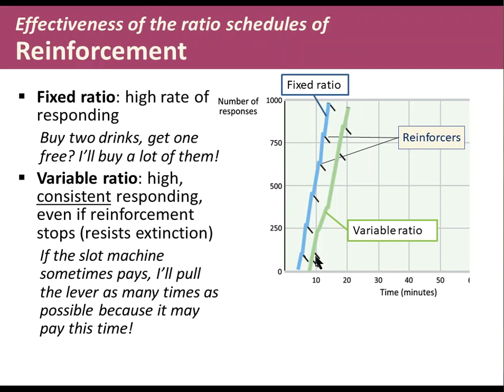There's a long span of time from the second reinforcement to the third reinforcement. But behavior is still rather consistently strong. That is the power of a variable ratio schedule. It is going to be high, consistent behavior. The organism will press that lever, whatever the behavior is, they'll keep doing that behavior. And it can go a long time without getting reinforced, and therefore it's going to be resistant to extinction.